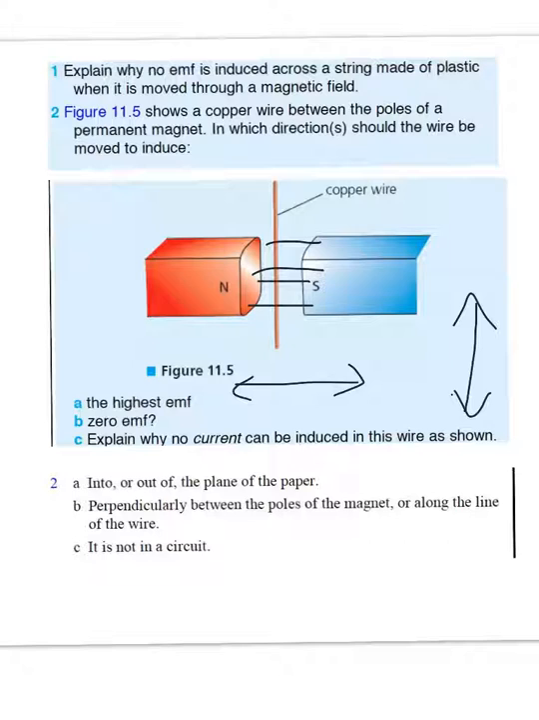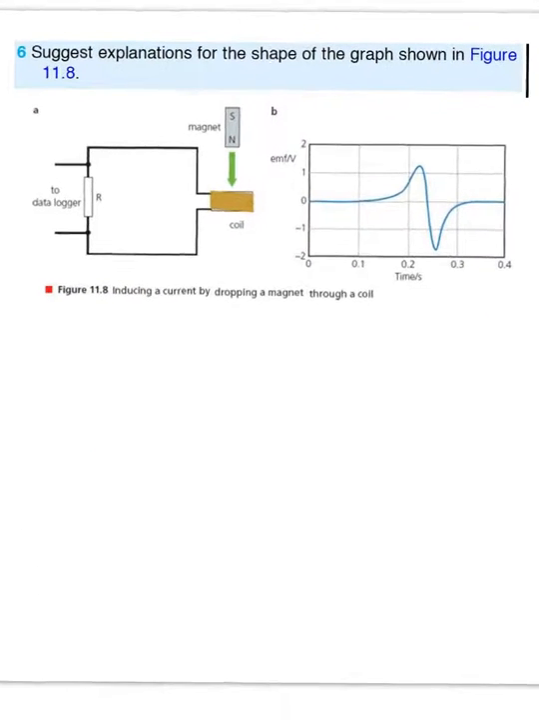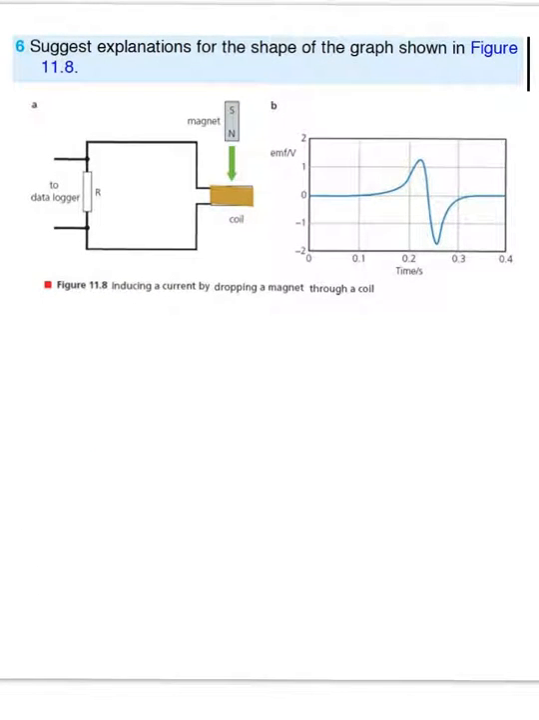Well, number C is almost a little bit silly. It's just a loose wire, so it can't be in a current. It can't be any current because it's not in a circuit. Okay, so this is really an important situation that comes up a lot in exam questions. Suggest explanations for the shape of the graph shown in figure 11.8.